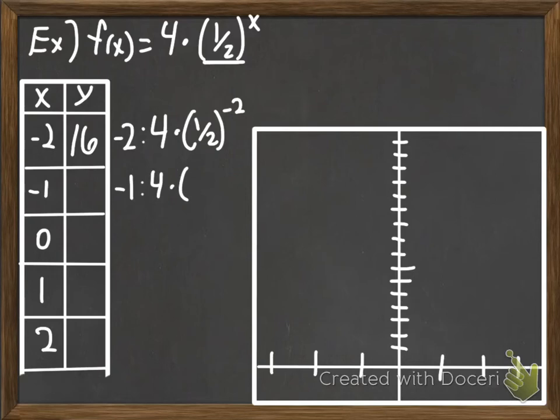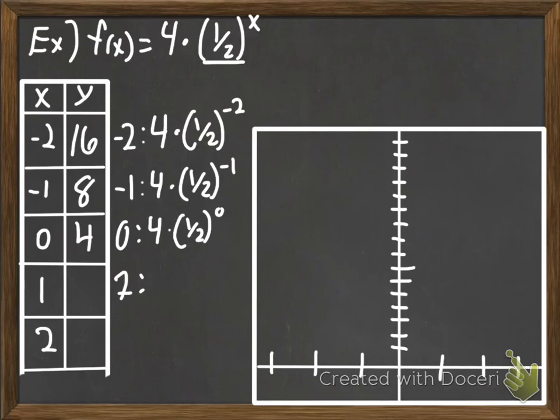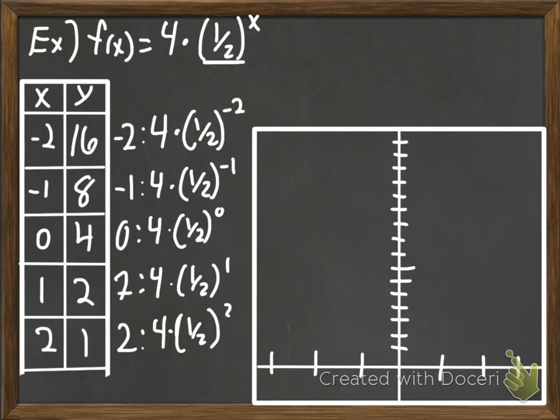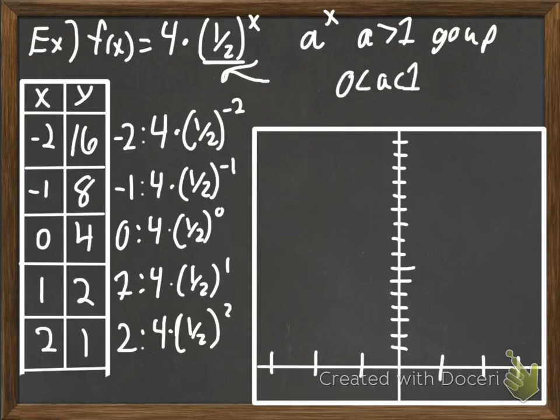We go -1, so 4 times 1/2 to the -1, which gives us 8. We plug in 0, 4 times 1/2 to the 0, and we get 4. Plug in 1, 4 times 1/2 to the 1, and we get 2. Then 2, 4 times 1/2 squared, which gives us 1. So this one, we're going down. Because that right there is a fraction, it means we're going down. So if we have a to the x, and a is bigger than 1, we go up. If a is between 0 and 1, we're going to go down.